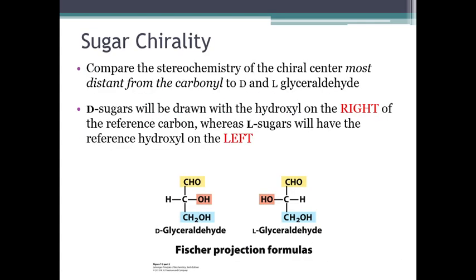Sugar chirality is defined by the nomenclature of D-glyceraldehyde and L-glyceraldehyde. And this is again reiterating the same fact that I told you a couple of slides back. Compare the stereochemistry of the chiral center most distant from the carbonyl to D and L-glyceraldehyde. D sugars will be drawn with the hydroxyl on the right, and the stereochemistry is for the chiral center most distant from the aldehyde. Whereas L sugars will have the reference hydroxy on the left. Let's look at an example.